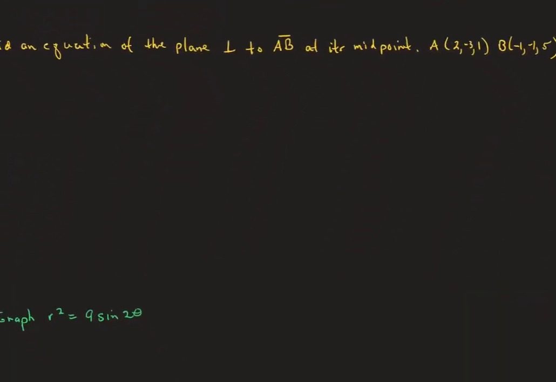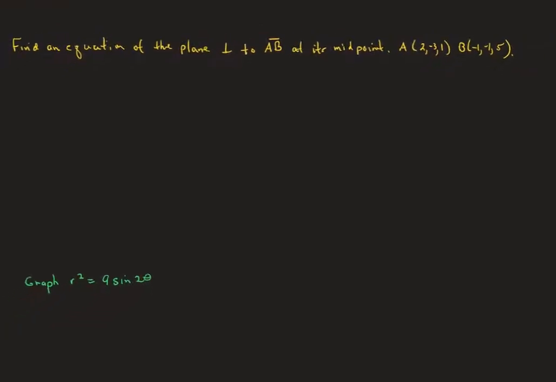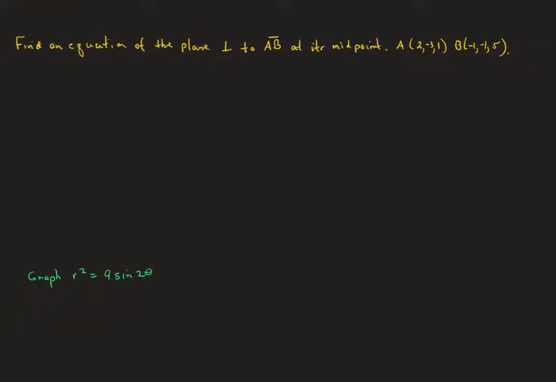Can we find an equation of the plane? I'll shrink this down a little bit. Find an equation of the plane perpendicular to segment AB at its midpoint. So we're going to need to know what is segment AB. I'm just going to think of that as the vector. So negative 1 minus 2 is negative 3. Negative 1 minus negative 3 is a positive 2, and 5 minus 1 is 4.